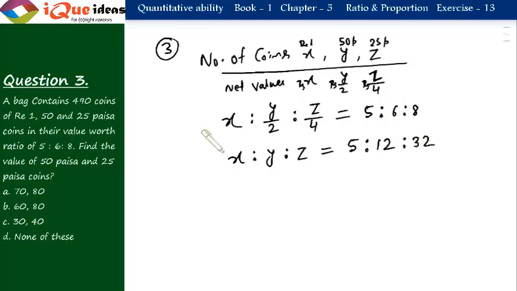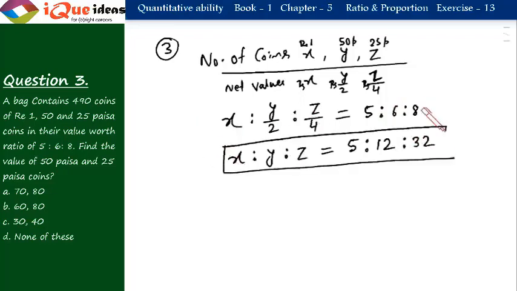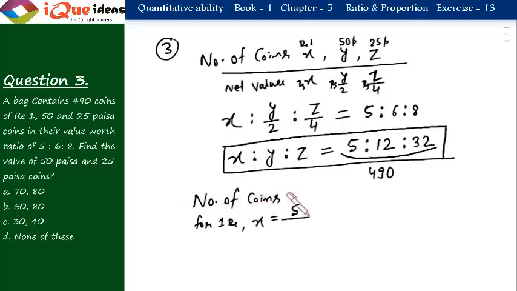So the ratio of X, Y, Z is 5 is to 12 is to 32. Now, we know the total number of coins is 490. And the ratio of number of coins we have calculated, 5 is to 12 is to 32, so we can find the number of coins of each of them. For 1 rupee, it is X, and that is equal to 5 divided by 5 plus 12 plus 32, that is 49, into 490. So 49 cancels 490 10 times, so it becomes 50 coins.